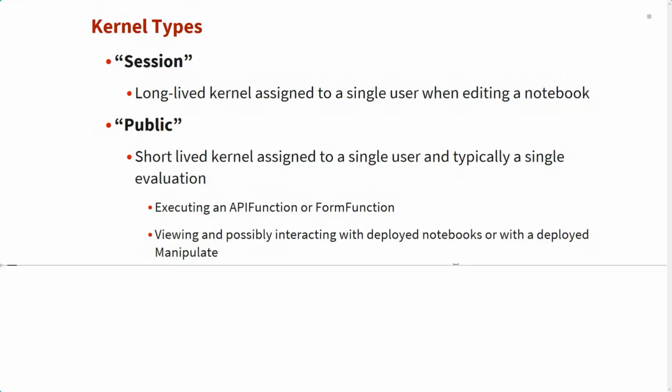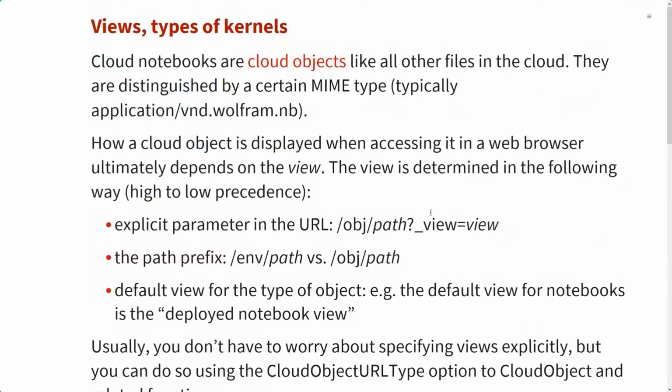So just a reminder, there are different types of kernels, and depending on what view you're in is where you'll use these. And the next thing that I'll talk about, tied to the types of kernels, is the concept of views. Cloud notebooks in particular are cloud objects, like all other files in the cloud. And the cloud object system is what allows us to map the contents of your cloud object to a specific URL, whether that's viewing and rendering a notebook, or executing an API. Everything is part of that cloud object system.